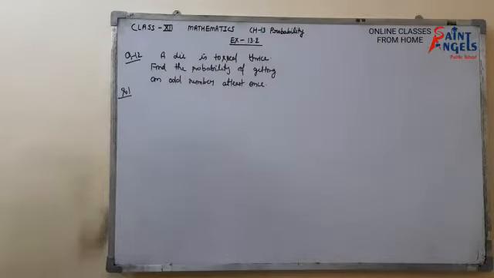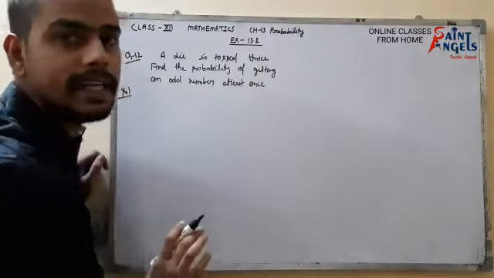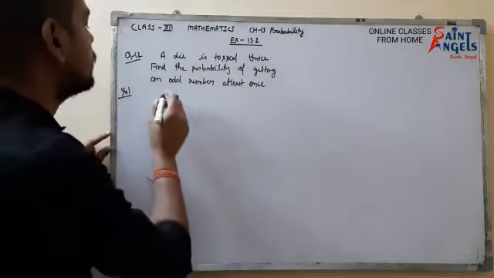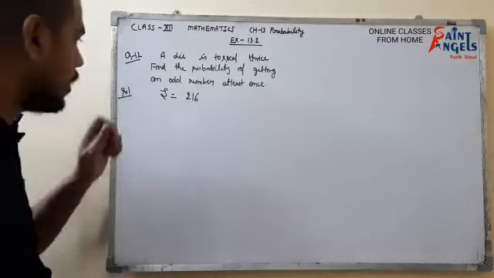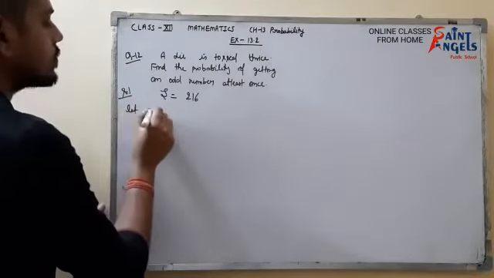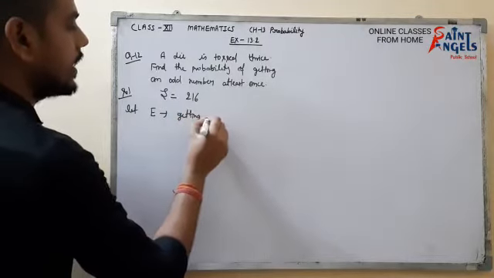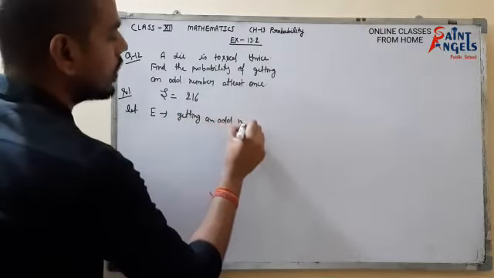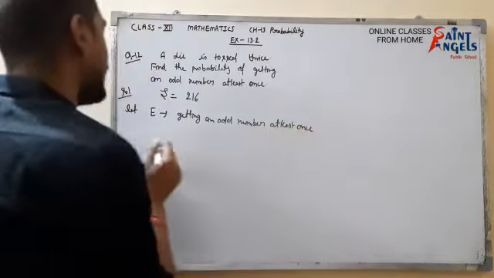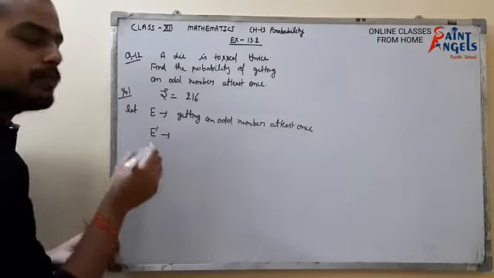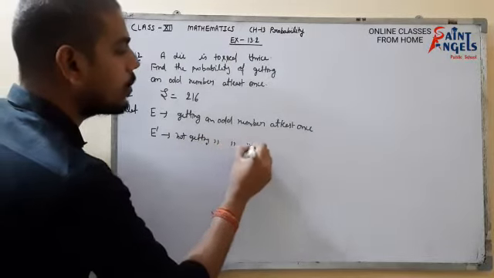Now look at question number 12, which says a die is tossed thrice, find the probability of getting an odd number at least once. So first of all, the size of the sample space would be 216 because we are tossing a die thrice. Now let E be the event of getting an odd number at least once. Then E dash would be equal to what? E dash means not getting an odd number at least once.